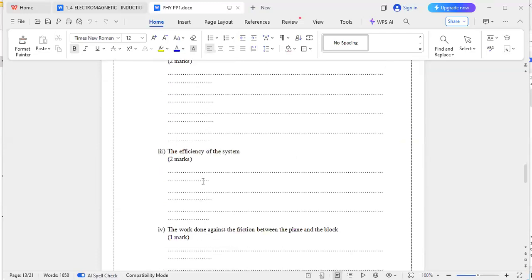Then efficiency is work output over work input multiplied by 100%. Efficiency, you can write it as a word equation. If you forget the symbols, just write it as a word equation. Efficiency equals work output over work input times 100%. So 600 over 849.2 times 100% gives us 70.65.